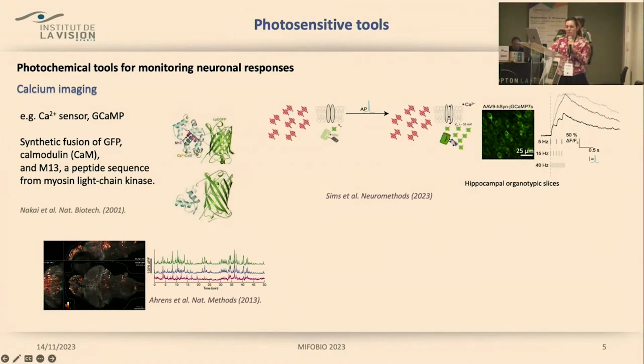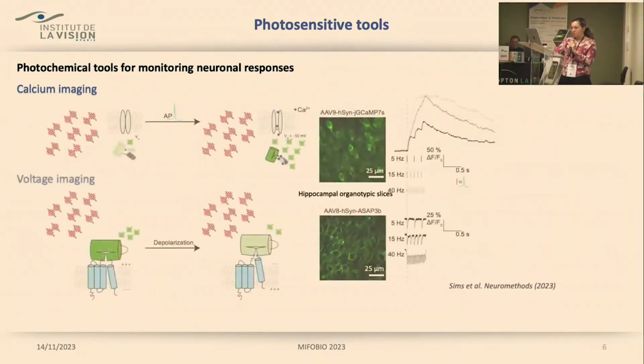Here you see a nice example by Misha Ahrens on the zebrafish larva. And the thing is that this method is very sensitive. You can have a large signal to study the responses of the neurons, but it's not a direct measurement of the neuronal response. So in fact, you have the voltage change that induces the exchange of calcium ions of the neuron with the environment, and this leads to the increase of the fluorescence. So it's an indirect method to follow neuronal activity.